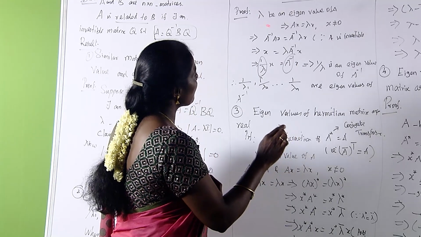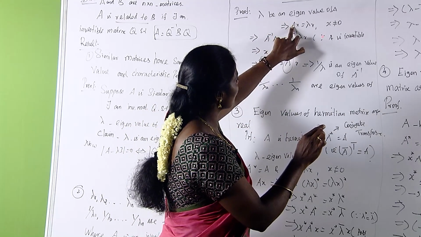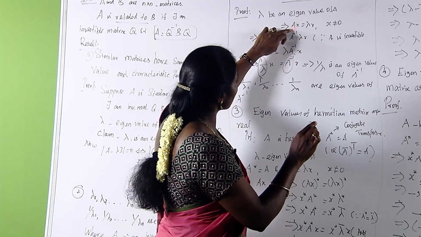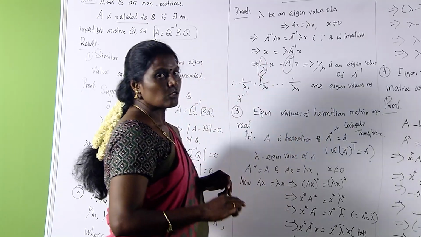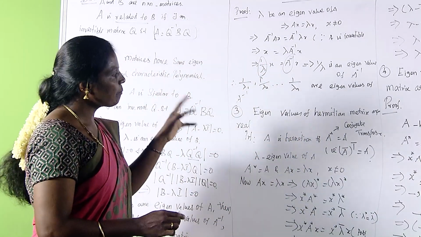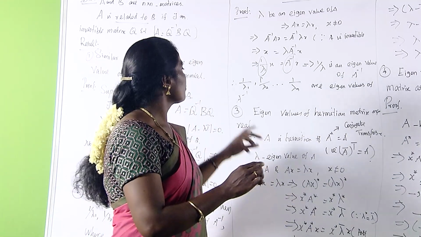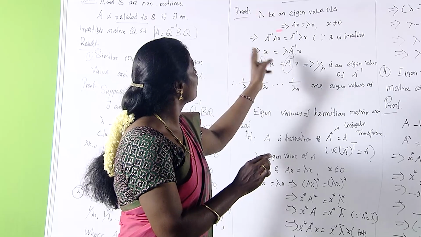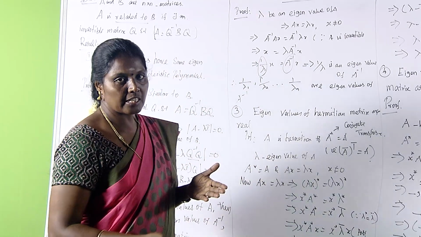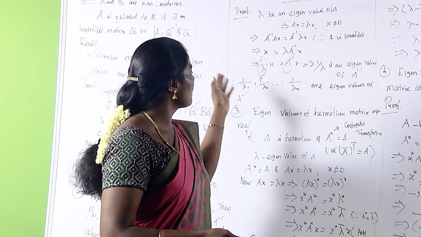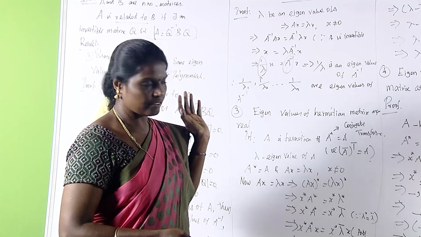See here, lambda being an eigenvalue of A means Ax equals lambda x. Here, instead of lambda, we have 1 by lambda in A inverse. So, this shows that 1 by lambda is an eigenvalue of A inverse. That is all. This is for a particular value of lambda, so we can generalize it for finite values. Therefore, 1 by lambda 1, 1 by lambda 2, up to 1 by lambda n are eigenvalues of A inverse.